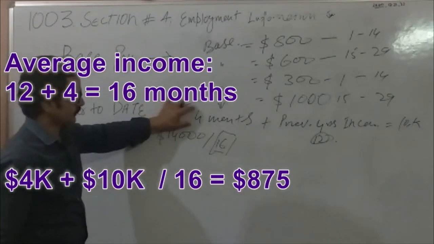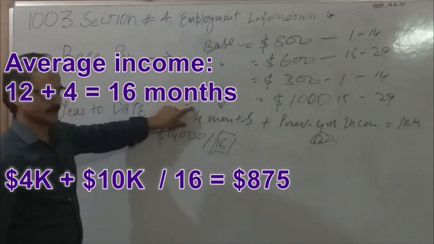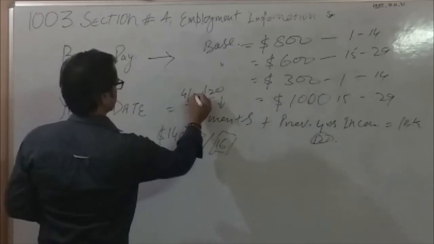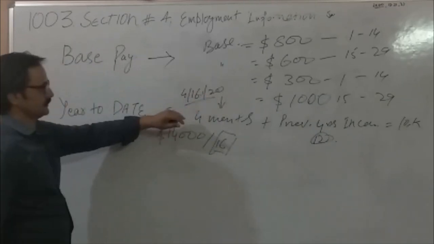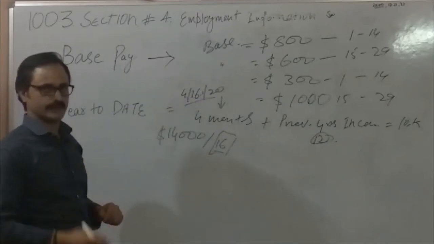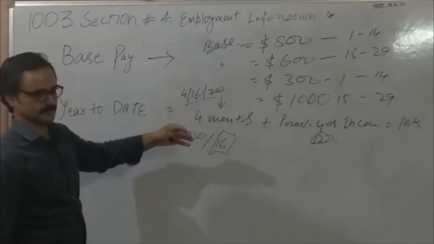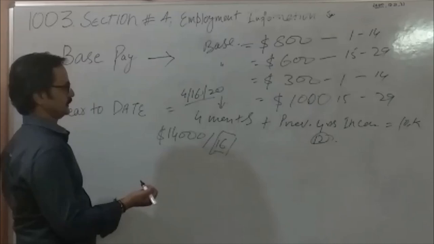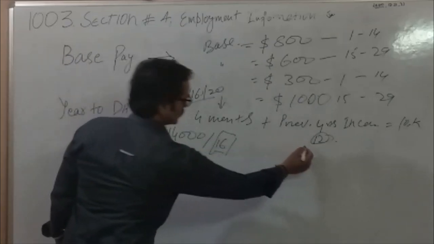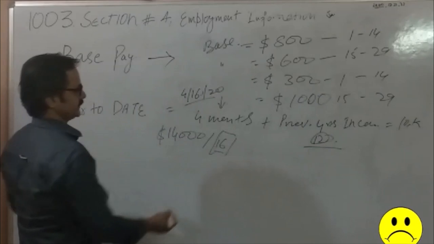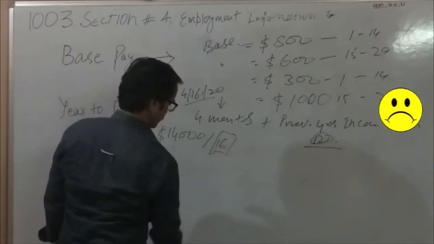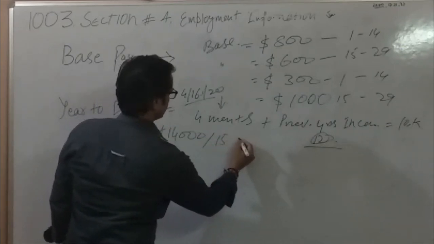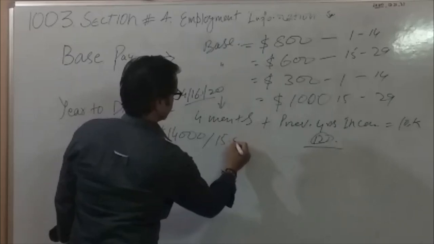If the current year YTD months are not a whole number, for example 3.5 or 4, whatever those months are, they will be included with the 12 months of the previous year, so it will come to around 15.5. That is how.